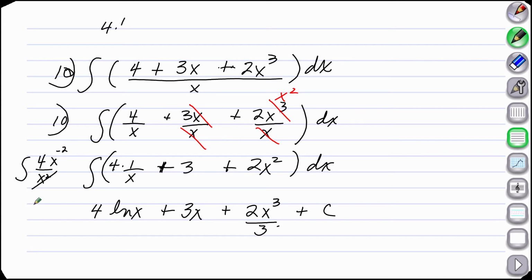And I add 1. That would give me 4x to the -1 over -1, or -4 over x. You know, so that would be quite a different problem right there.